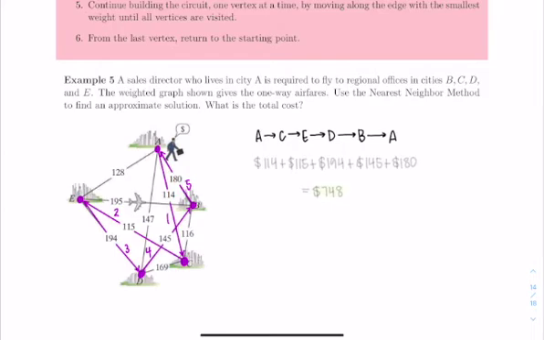So let's see what the total cost of our trip would be. From A to C, we spent $114. From C to E, I spent $115. From E to D, I spent $194. From D to B, I spent $145. And from B to A, I spent $180. Which means that the total cost of my trip is going to cost $748.